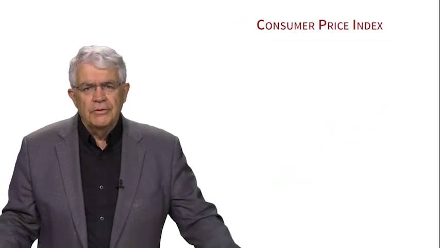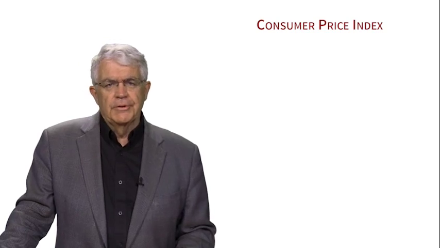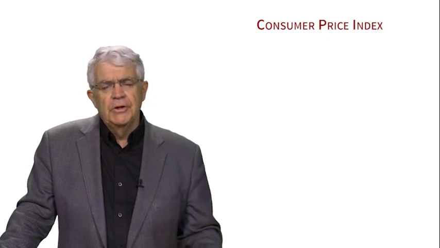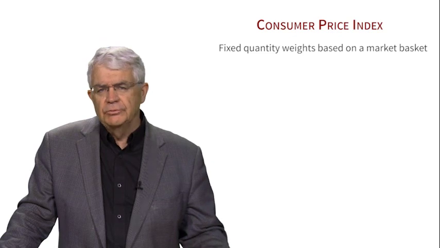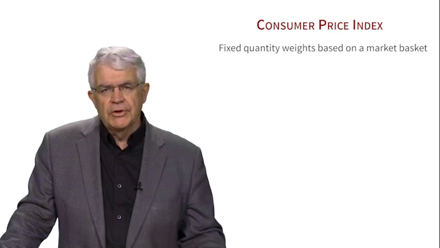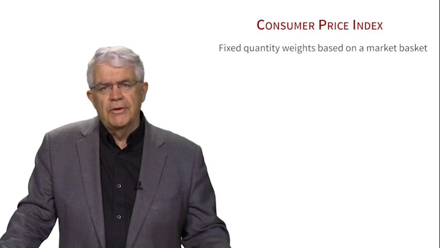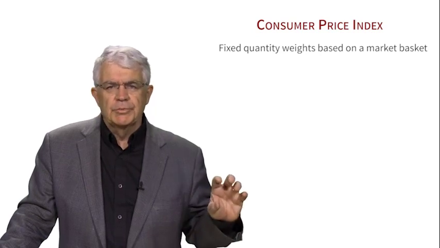Now, finally, there are, of course, other measures of prices and inflation in the economy. The most famous one is the Consumer Price Index, and it's computed somewhat differently. It's important to understand how. The Consumer Price Index is based on fixed quantity weights. So there's a survey that's done every so many years, not that frequently, and government statisticians and surveyors go out and try to estimate a market basket for people. How much food do you buy? How much do you spend on gasoline?